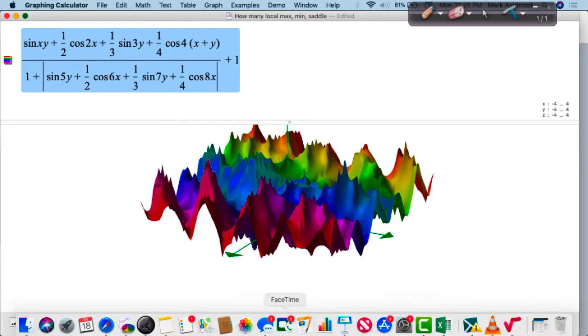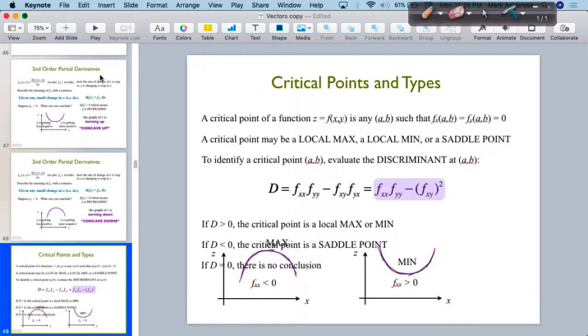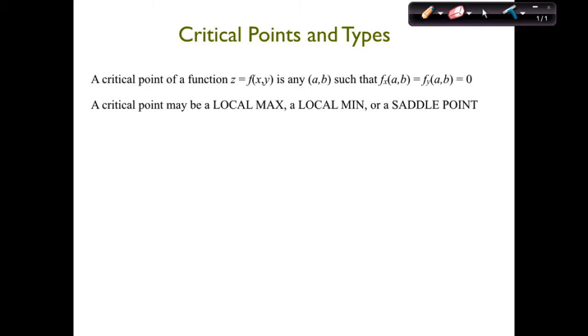Okay, so let's talk about critical points. A critical point of a function z equals f of x, y is any (a, b) such that the first partial derivatives are both 0. That's what we mean by a critical point. As we've seen, if you have that case, you could have a local max, a local min, or a saddle point.